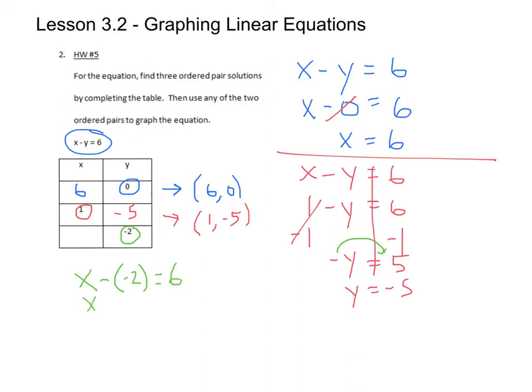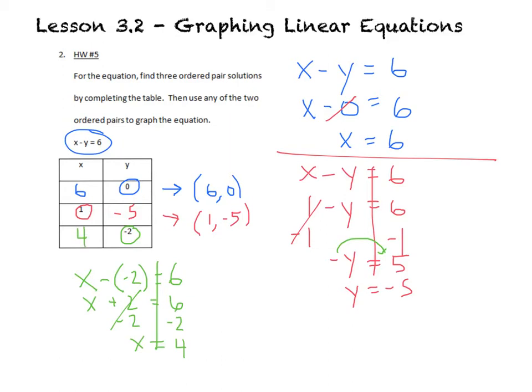x equals, let's rewrite this. Minus negative cancels out and makes a positive, so we've got x plus 2 equals 6. Since it's an addition problem, we'll go minus 2, minus 2. These cancel. x equals 4. There we go. So we've got our 4 ordered pairs. So you have this written down.